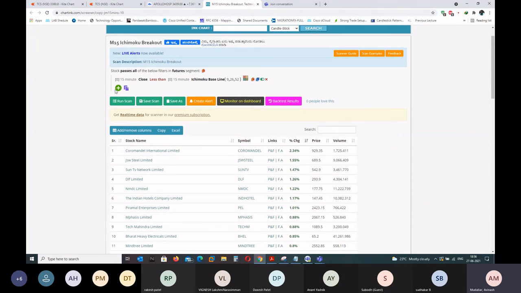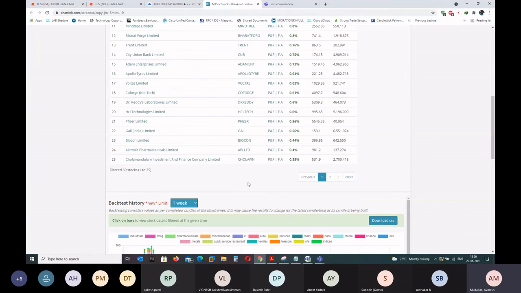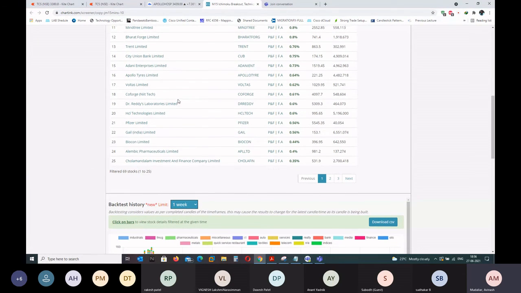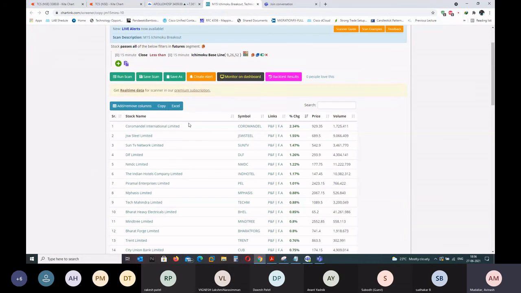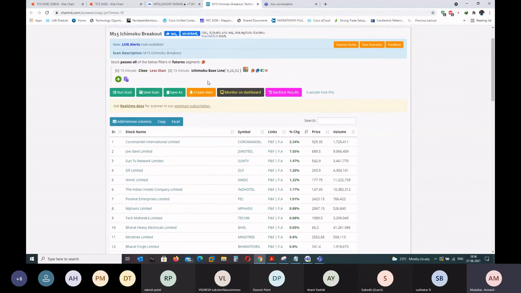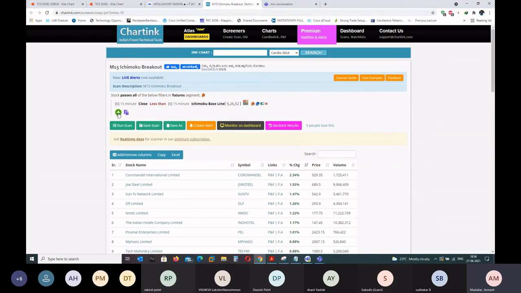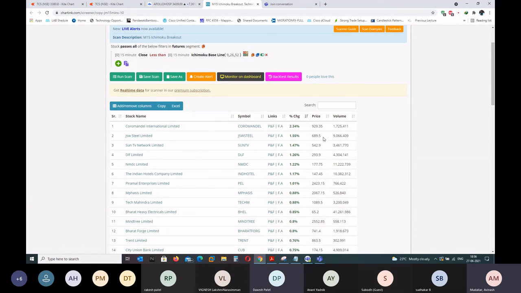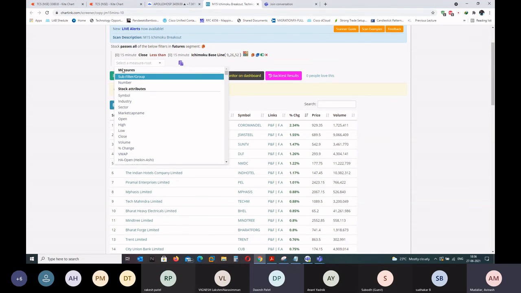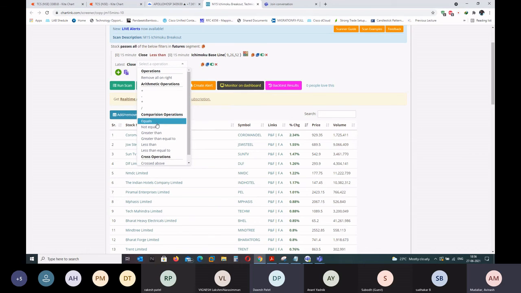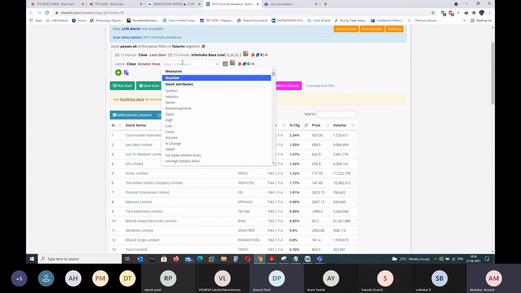I don't know how to do it in here, but I can generally scan more than 100 stocks in a day, so it's fine for me. I can go through them individually. But if you're good with charting, you can add one more rule stating the price should be above 100, 150 or 200. You can click plus and select the close. It should be greater than.